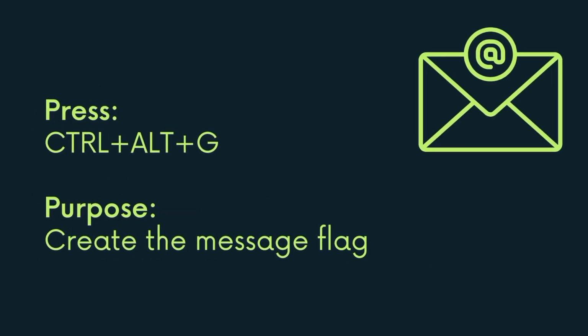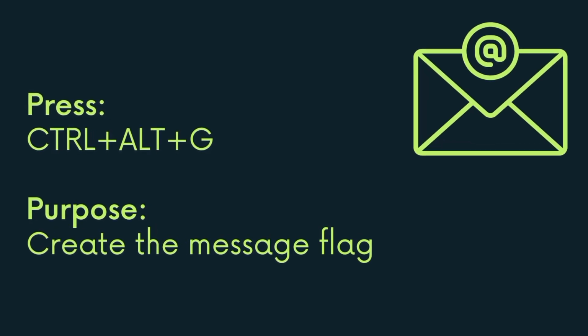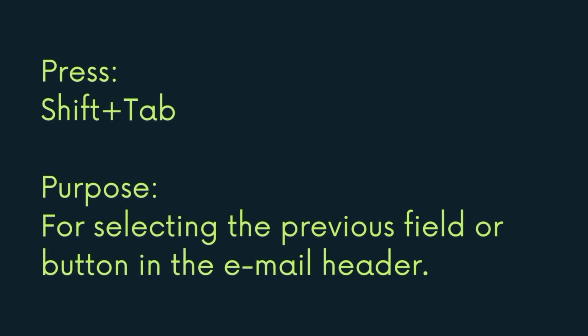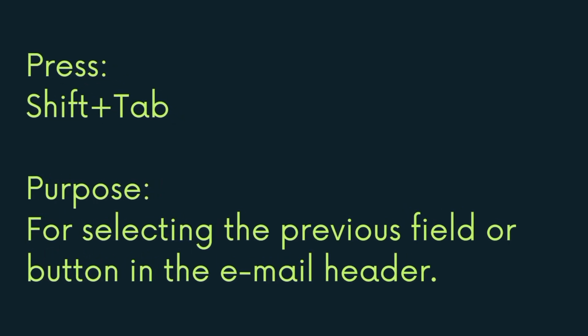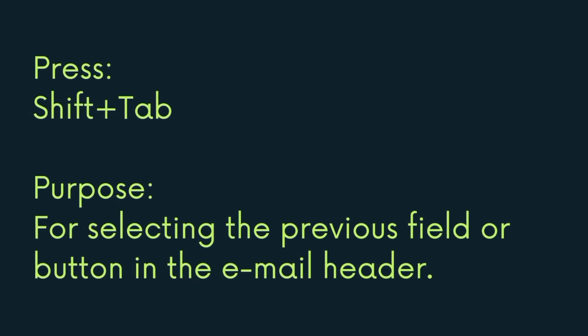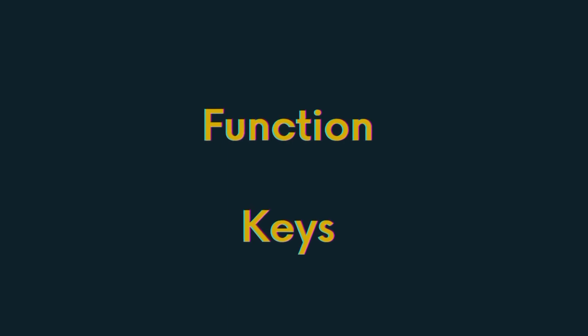Press Ctrl plus Alt plus G. Purpose is to create the message flag. Press Shift plus Tab. Purpose is for selecting the previous field or button in the email header. Now moving toward function keys.